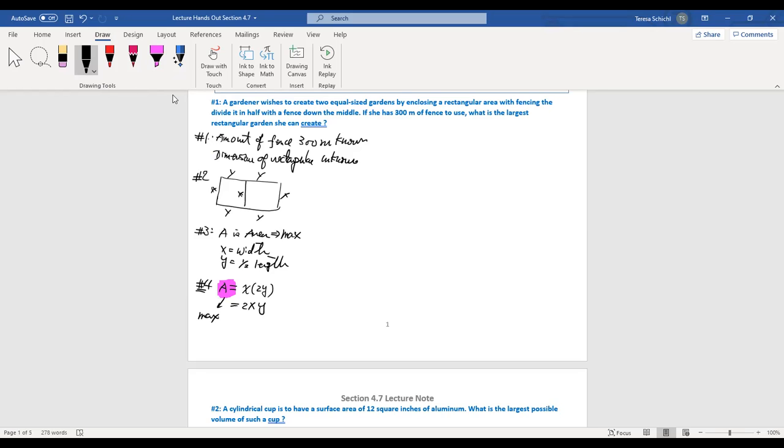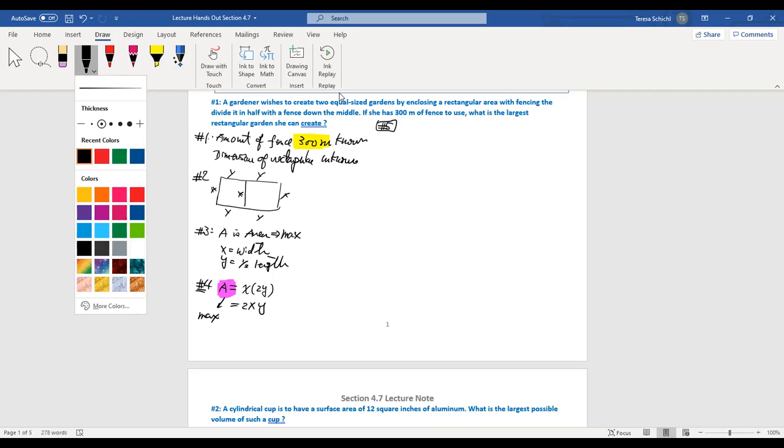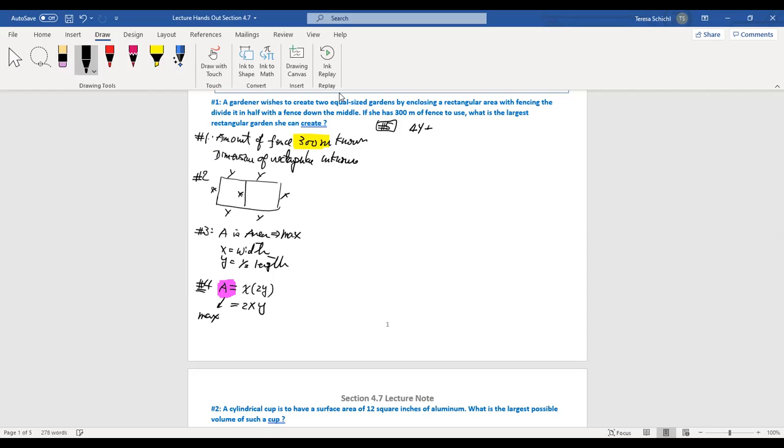And now, let's do number 5 here. We want to find the relation between x and y, because right now A is a function 2xy. We want to change it to one variable here. So how do I get one variable? Because I have this condition, right? The condition tells us I have a total of 300 meters. So how many y's here? I have 4y plus 3x is equal to 300 meters.